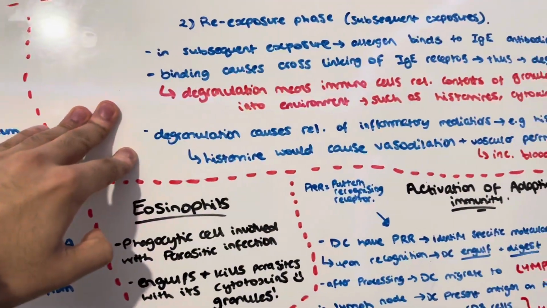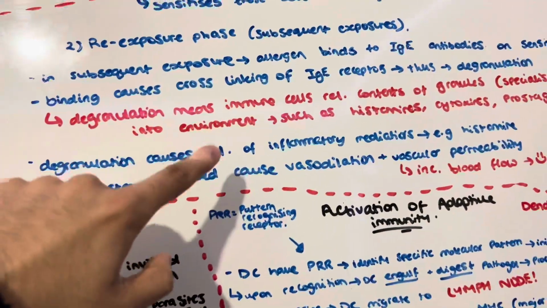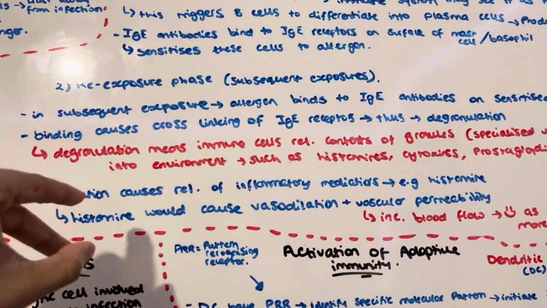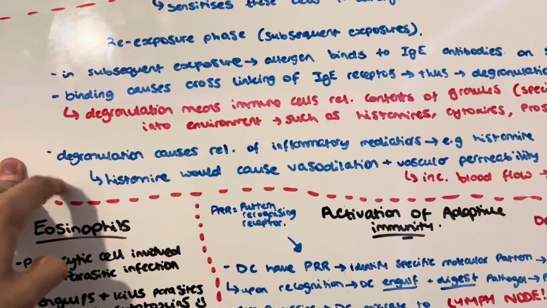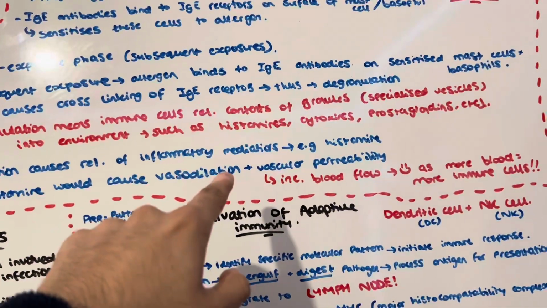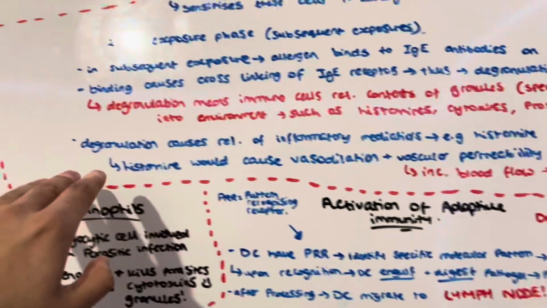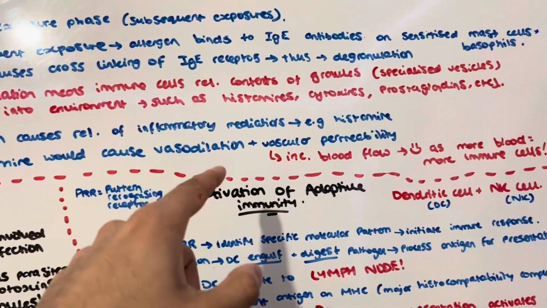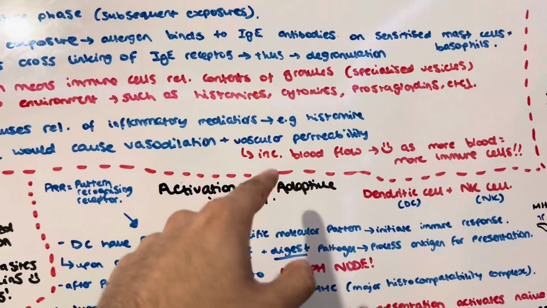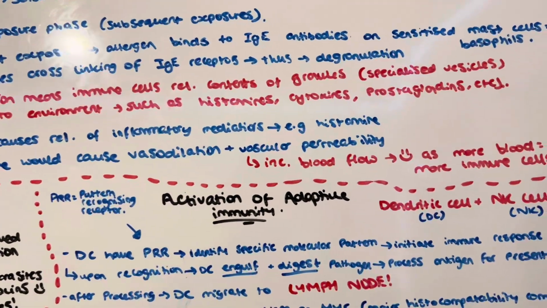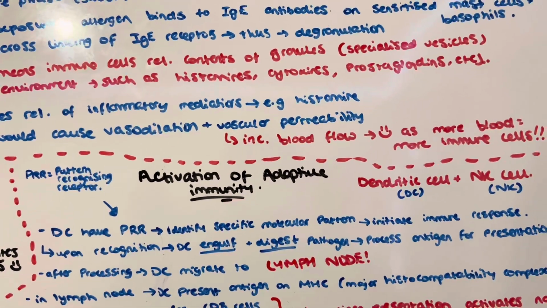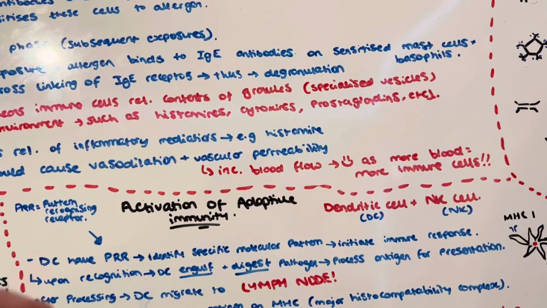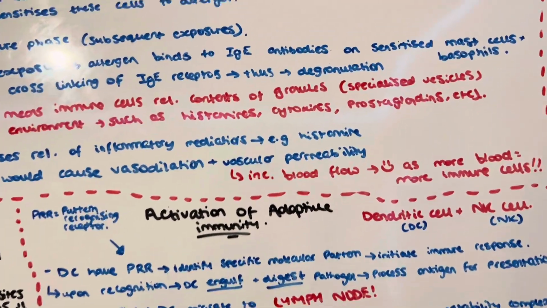Degranulation would cause the release of inflammatory mediators. Like I mentioned before, this was the definition, so I'm kind of repeating myself now. For example, histamine. Histamine would cause vasodilation. Now, it's important to think why this would be important, as well as why increased vascular permeability would also be important. The reason is that this would increase blood flow to the area. That's important because the more blood flow, the more immune cells you'd have, so it's more beneficial, and it'd be like a faster response, I'm assuming.